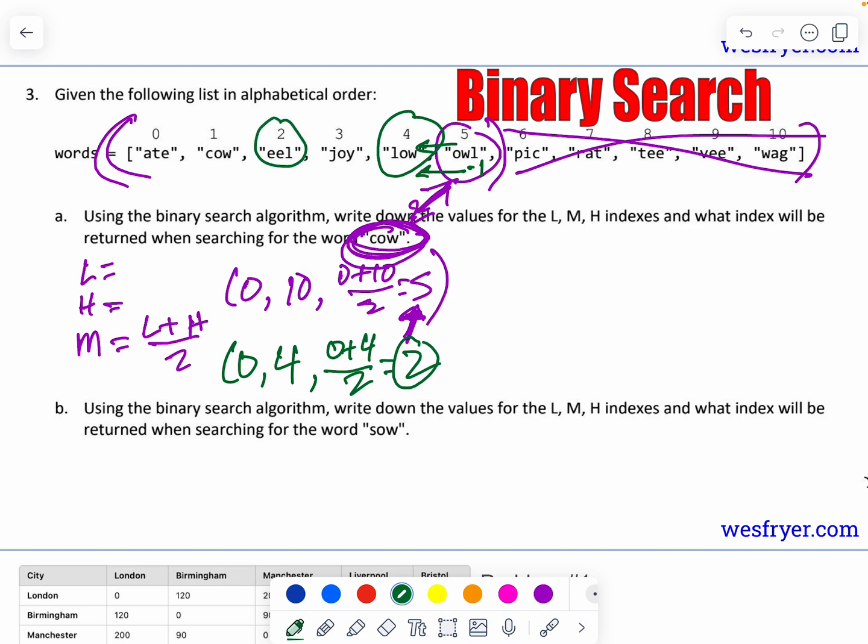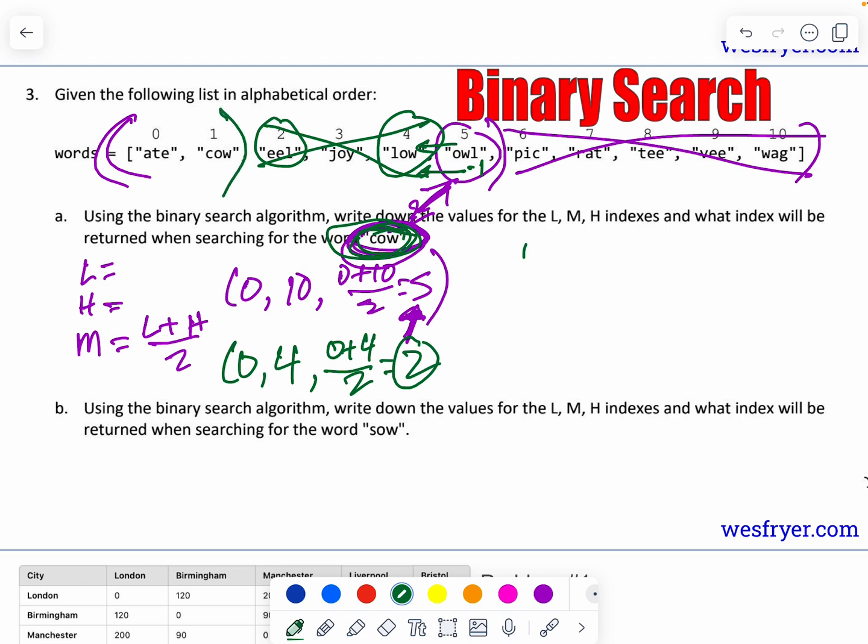And so I look at eel, and I compare owl with eel. And I know, I said owl. I'm going to compare cow with eel. And cow comes earlier in the alphabet than eel. So again, I know that I can mark out these, and I'm only working with these 2 now.